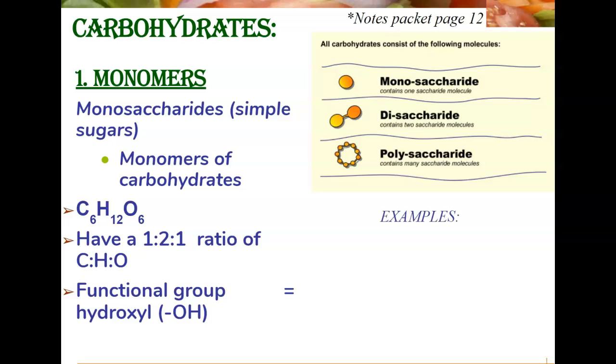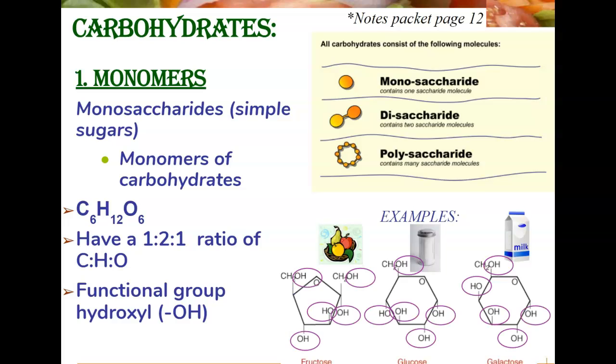In your drawing on page 12, you have an example of fructose, glucose, and galactose. Pause the video and circle all of the hydroxyl groups you see in each of those monomers. Okay, here's the answer. Did you find 5 hydroxyl groups in each of the monosaccharides? If you didn't, take a look again and see if you can see them.